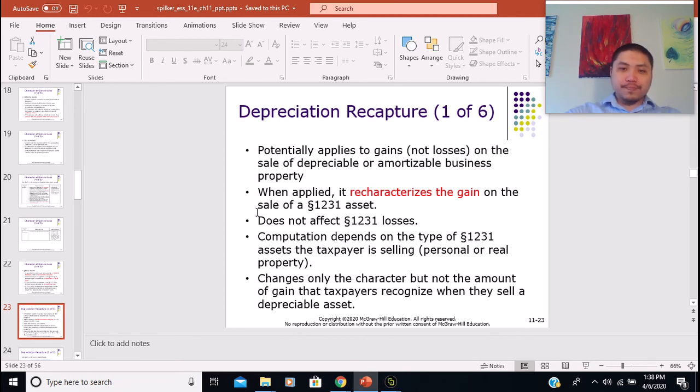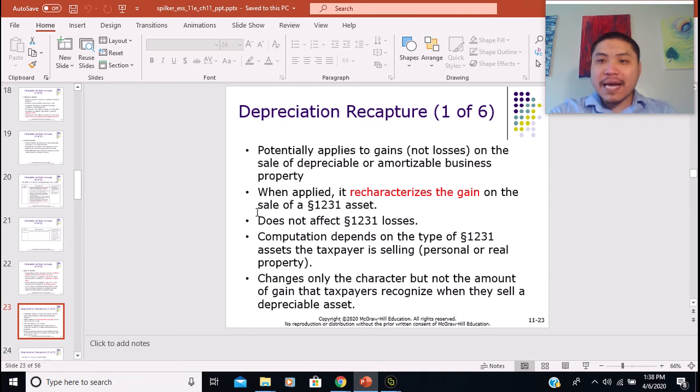This rule, which is called the depreciation recapture rule, let's call it that, recharacterizes the gain from the sale of the 1231 assets. Basically, whatever gain was created from depreciation, that portion of the gain is recharacterized as ordinary gain, and it is going to be taxed at the ordinary rate.